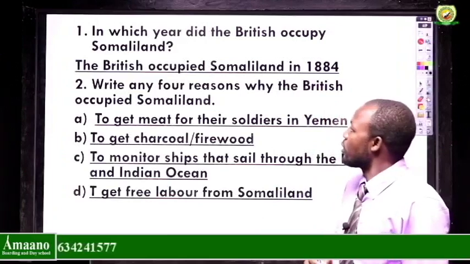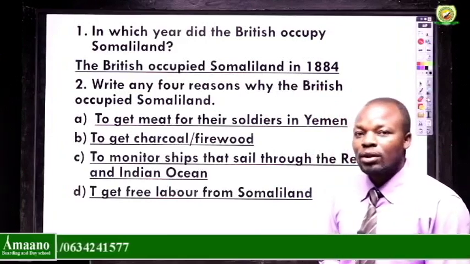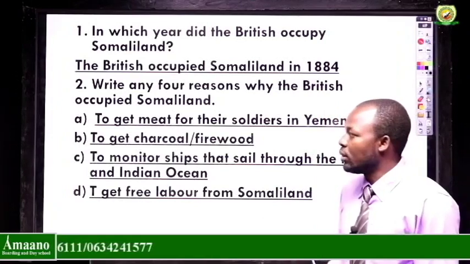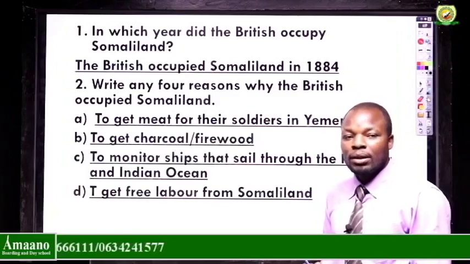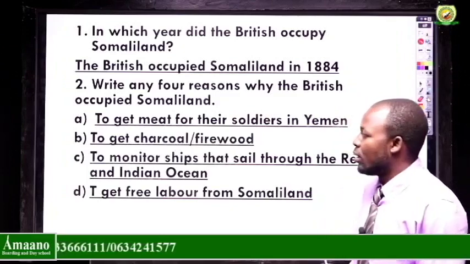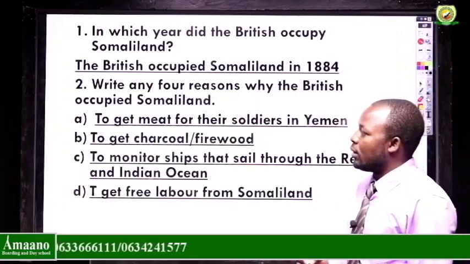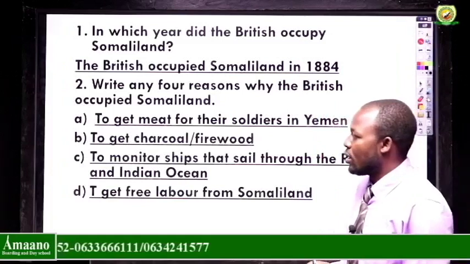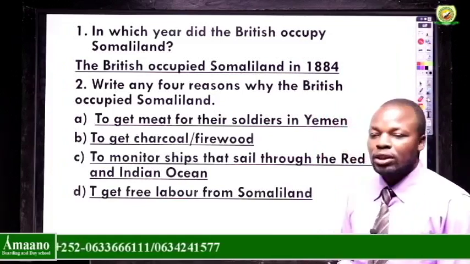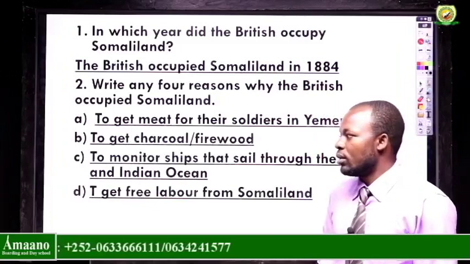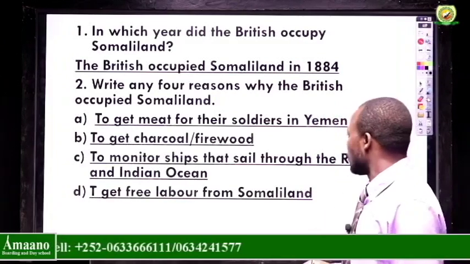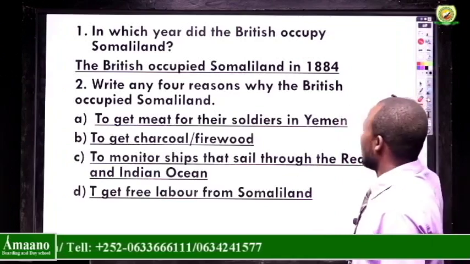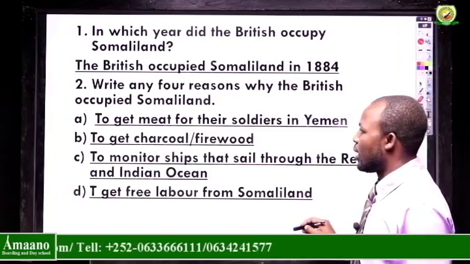Then write any 4 reasons why the British occupied Somaliland. We looked at all those reasons, and one was to get meat for their soldiers in Yemen. Remember, we said that the British were in Yemen before they crossed into Somaliland through the Gulf of Aden. Then the second answer was to get charcoal or firewood for their soldiers in order to prepare their food. And the other one was to monitor ships that sail through the Indian Ocean and the Red Sea together with the Gulf of Aden. And the last answer was to get free labor from Somaliland.